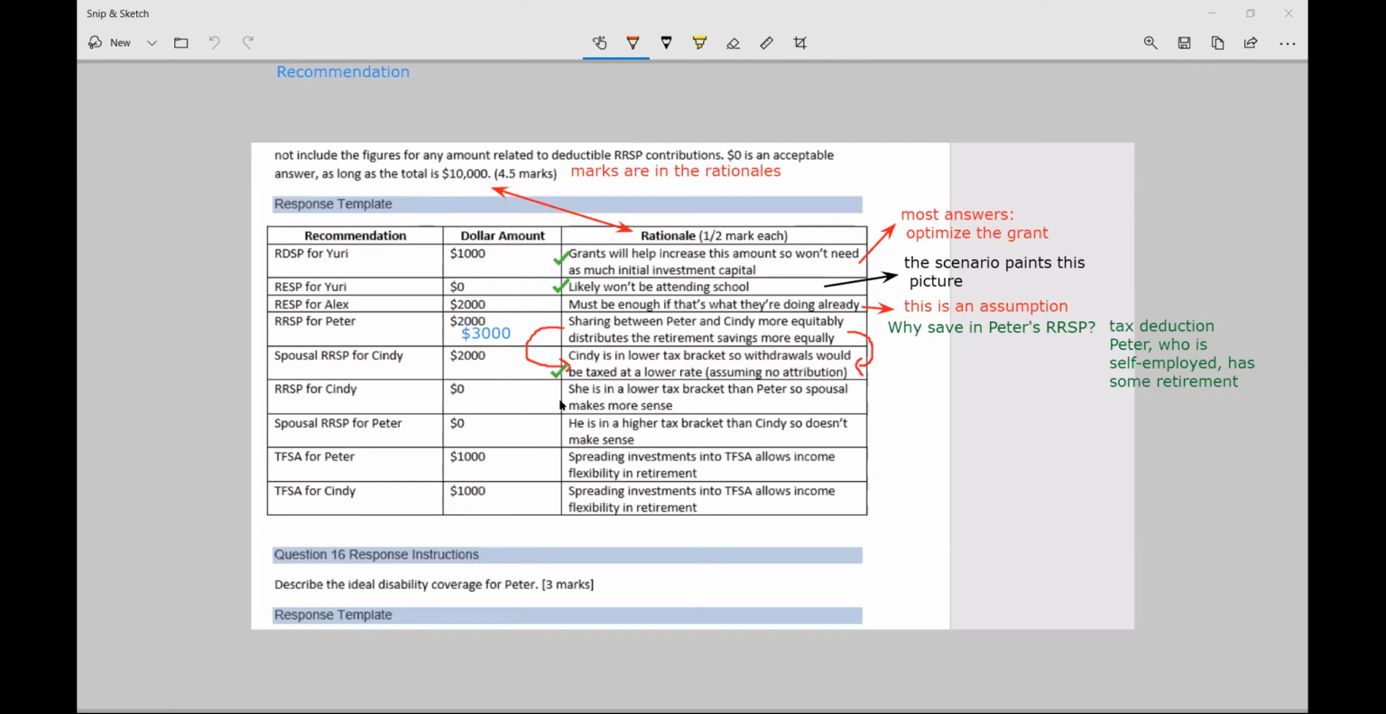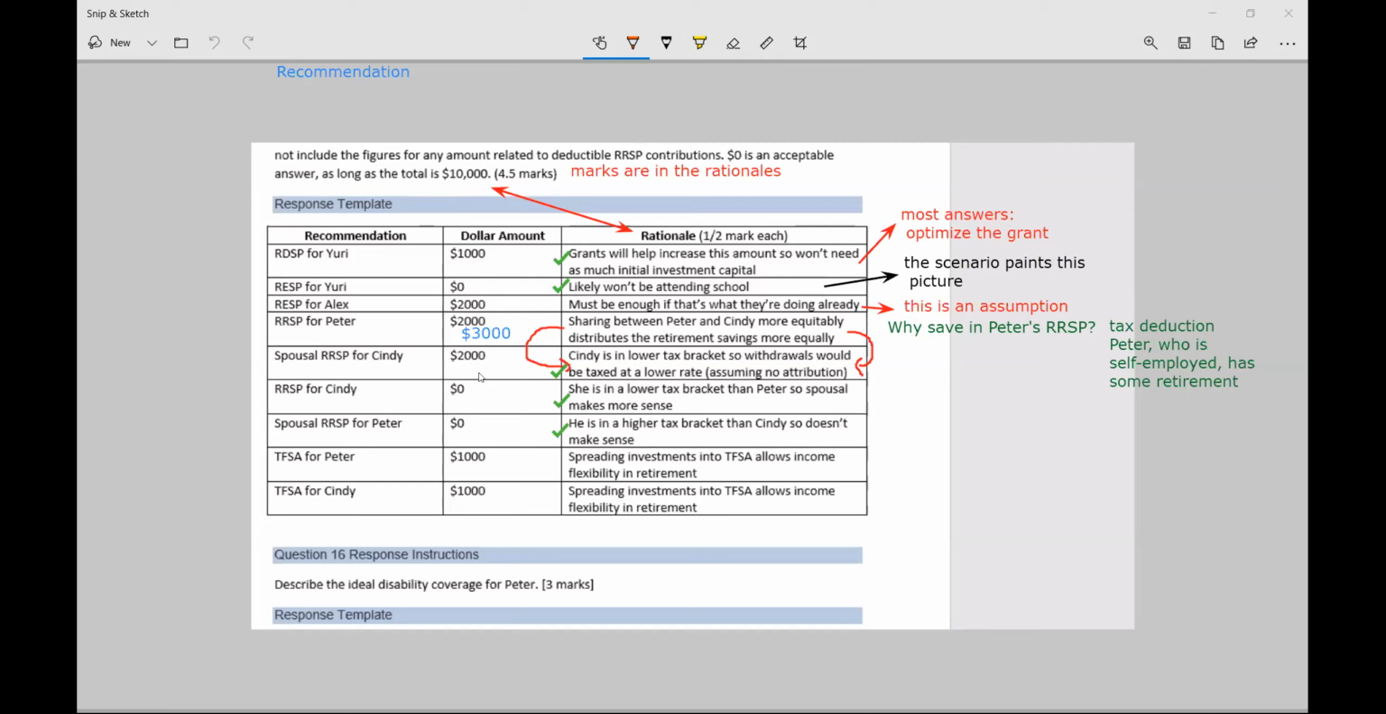I think generally 0 is the, but not for Peter. You wouldn't have Cindy make a contribution to Peter's RSP, would you? These would both be zeros? No, okay, that's good. You just did. You moved essentially all the RSP money into Cindy's spousal, right? You said I'm putting everything into Cindy's spousal. Yeah. Okay, I can buy that.